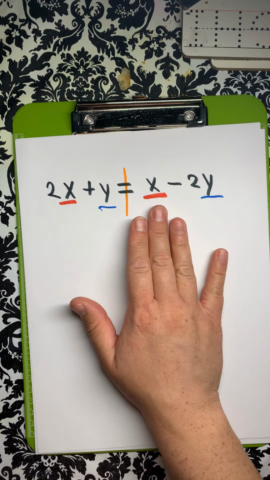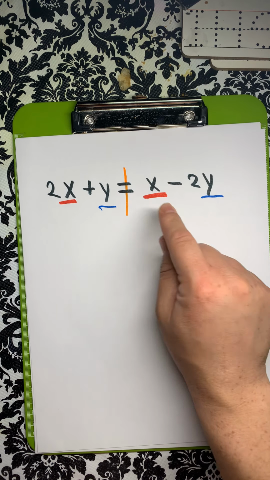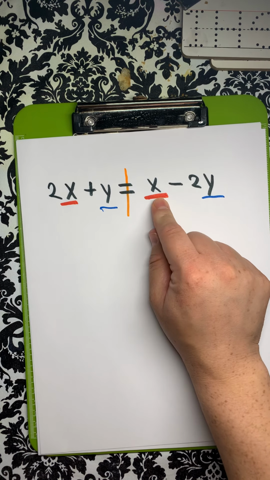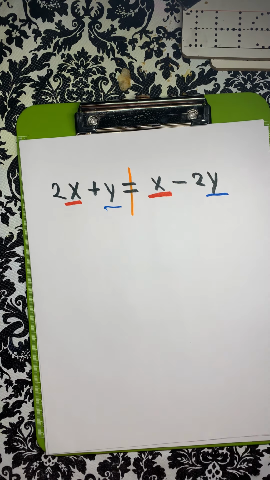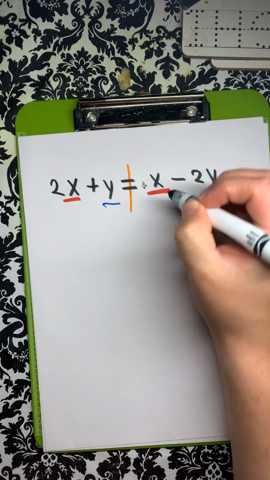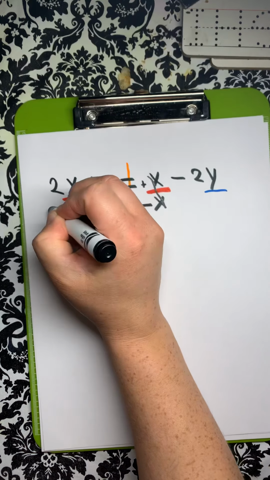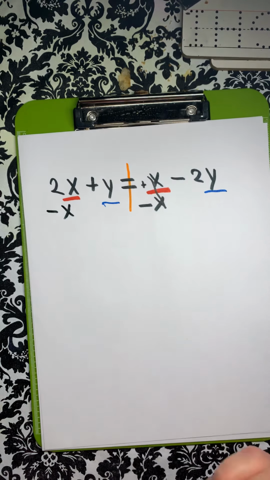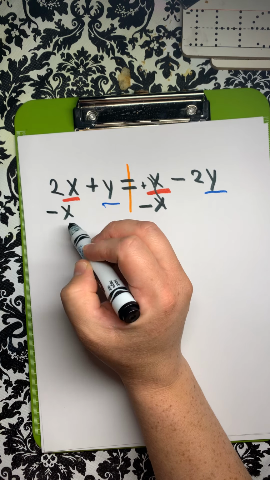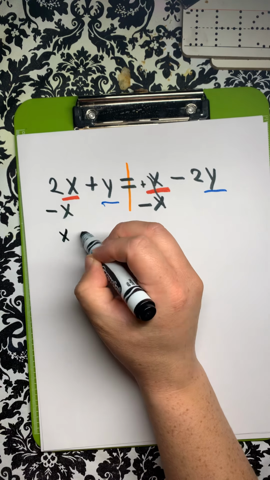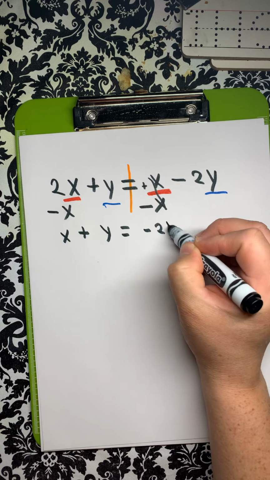So let's first deal with the x here. This is a positive x because there's no negative in front of it. So in order for us to get this positive x over to the 2x, we have to do the opposite of positive. Since we know this is a positive, we are doing a negative x. Those two cancel out. Now, let's bring this down here. 2x minus 1x is going to be just x plus y equals negative 2y.